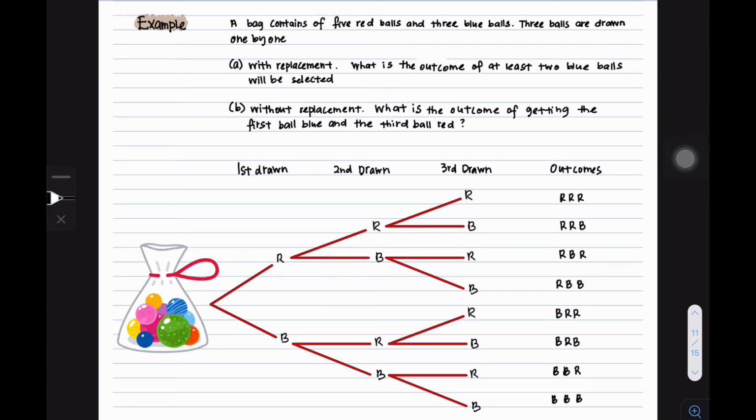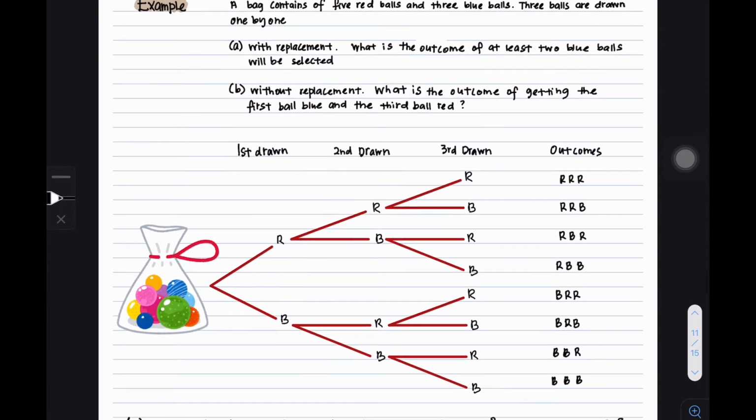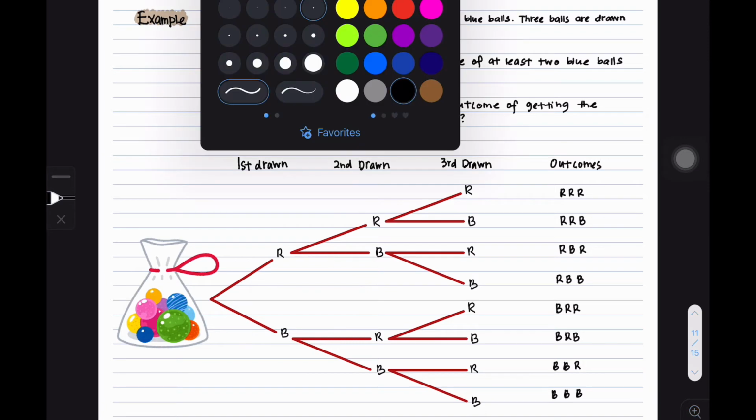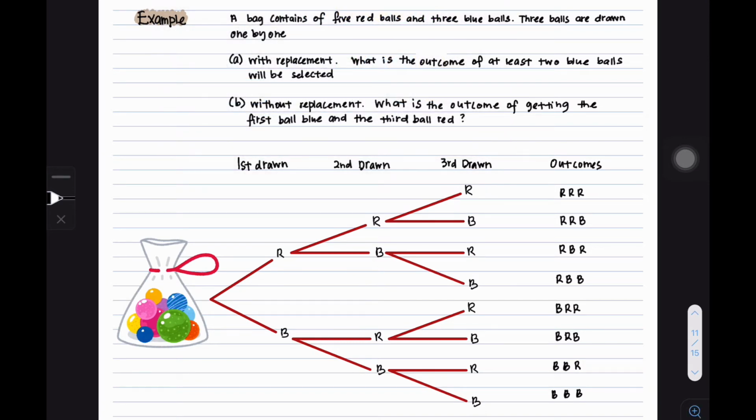Okay, so first kita buat dulu sample space kita. Okay, so kita ada satu bag. Dalam bag tu ada 3 bola warna biru dan ada 5 bola warna merah. So our possible outcome bila kita ambil bola hanya ada 2. Okay, is either kita dapat bola warna biru ataupun kita dapat bola warna merah. Okay, so for first outcome, awak hanya ada 2 possible outcome, iaitu awak dapat bola merah dan awak dapat bola biru. Alright. Ini kali pertama.